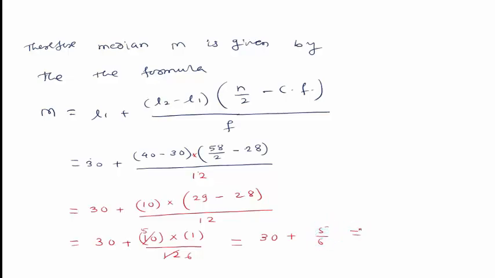Using a simple calculator, you can calculate this value. So this is equal to 30 plus 0.8333 and so on, which is 30.8333. This is the median. So median marks is equal to 30.8333. This is the median.